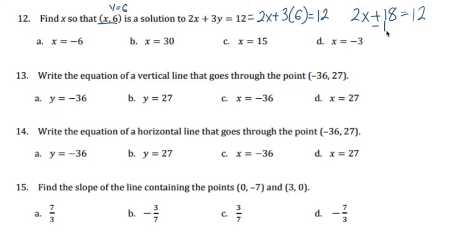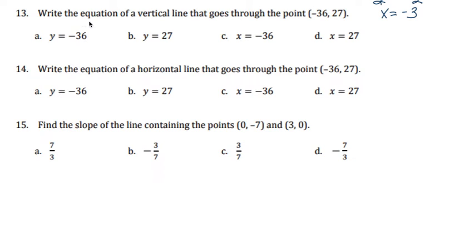To get x by itself, first we need to subtract 18 on each side. And we'll get that 2x equals 12 minus 18, which is negative 6. And to get x by itself, we can divide each side by 2. And we'll find that x equals negative 3, or answer choice D.